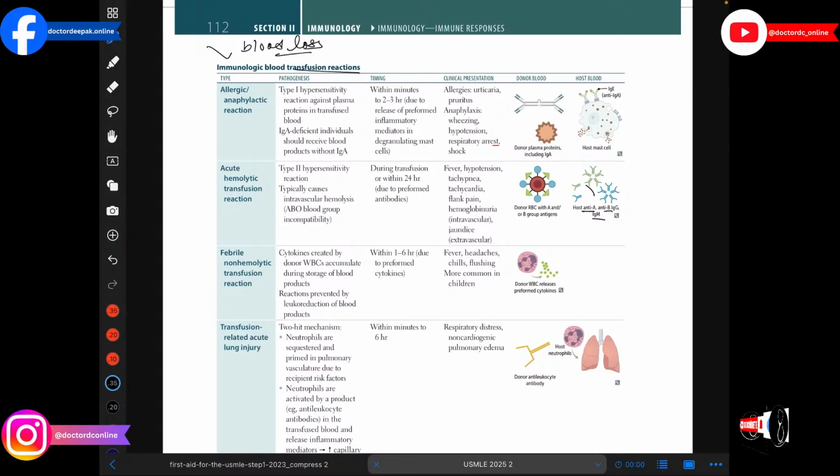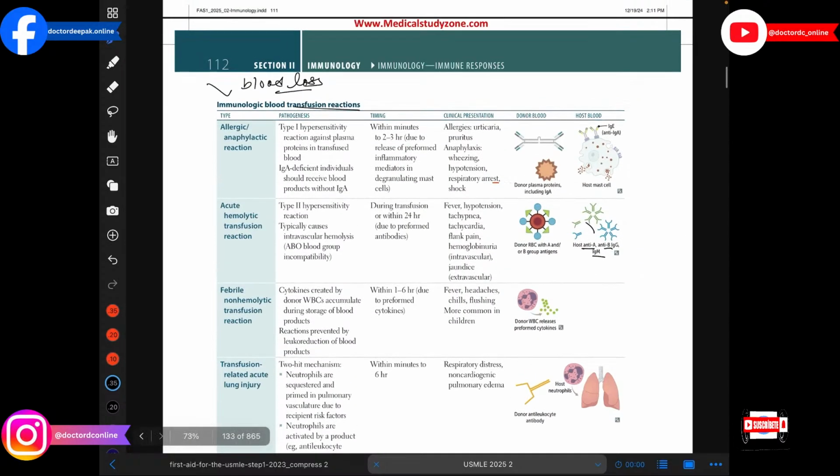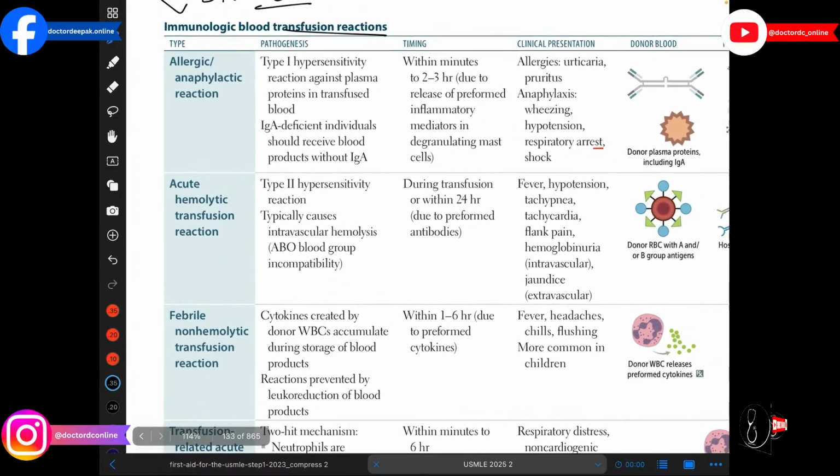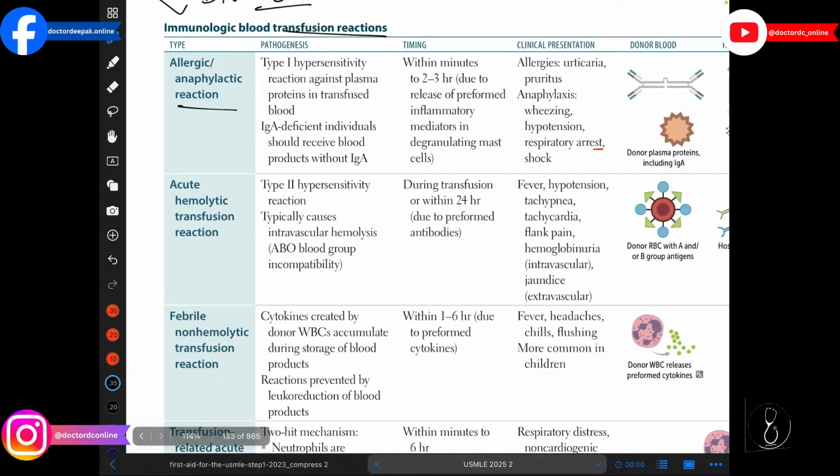But during that transfusion, a blood transfusion reaction may occur. When the recipient's immune system reacts to the transfused blood, typically due to blood type incompatibility or the presence of antibodies against a component of donor blood. So first we are going to our first type, that is allergic anaphylactic reaction. The allergic anaphylactic reaction is a type 1 hypersensitivity against the plasma protein in the transfused blood.